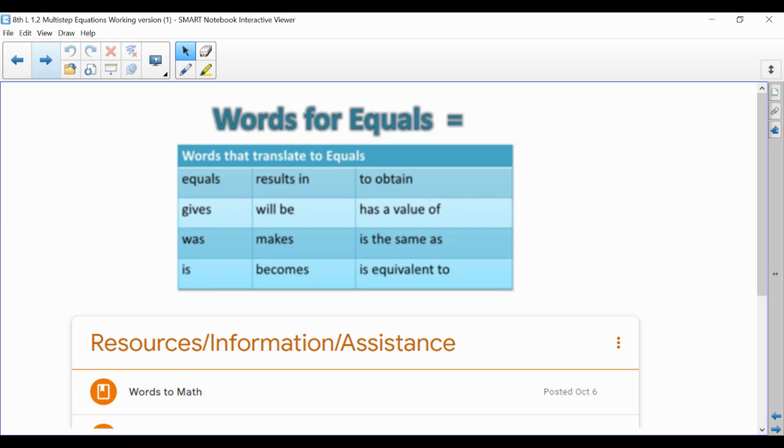Always two sides to the equation. Something will equal or be the same thing as something else. And I made a PDF of all these words in the Words to Math materials that you see under the Resources Information Assistance. There's a document there that says Words to Math.